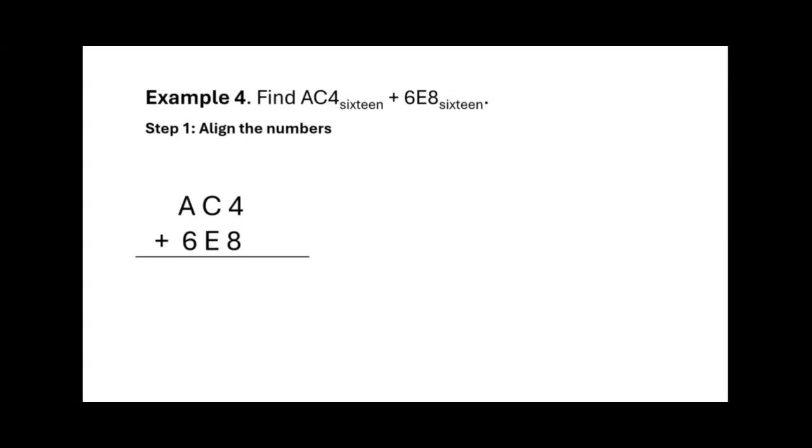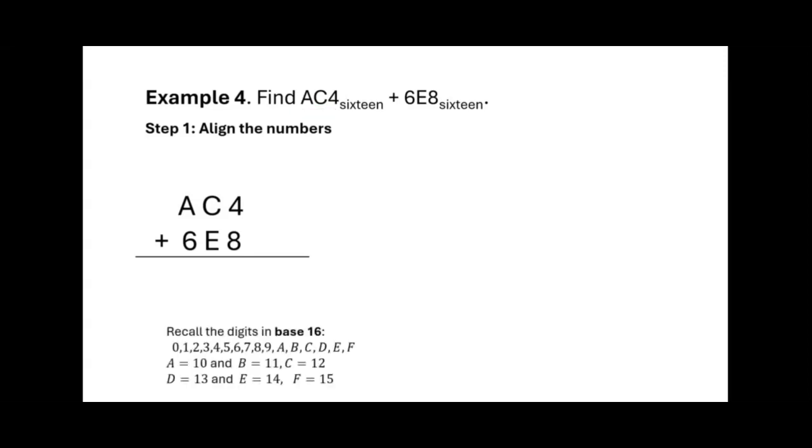So the first thing would be to align them, just like I've been doing before. This number is AC4, base 16. And then the next one is 6E8, base 16. I know they look pretty weird, huh? Like combining letters and numbers, but it's pretty simple.